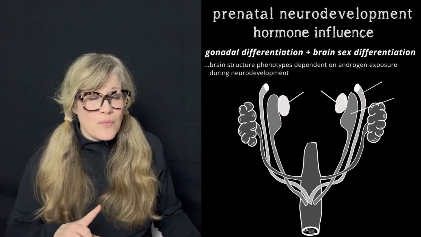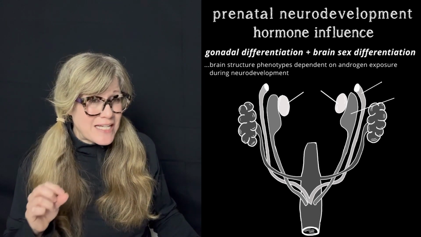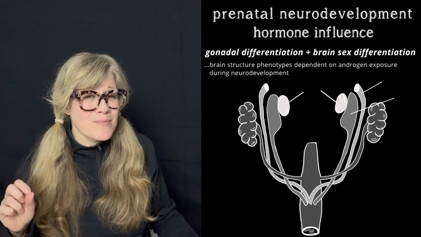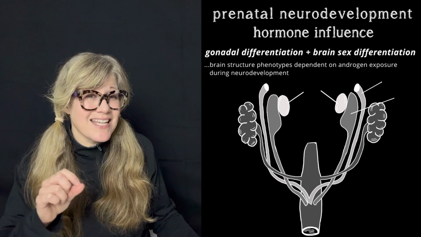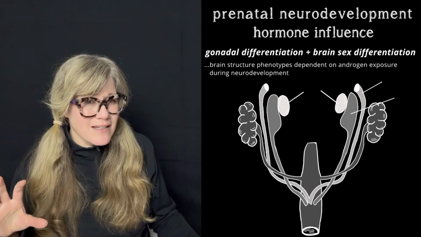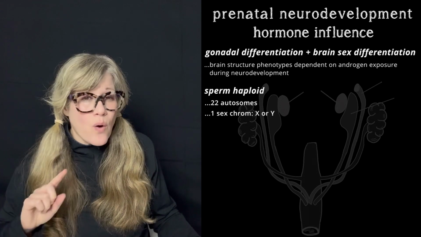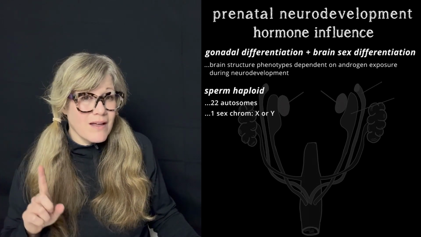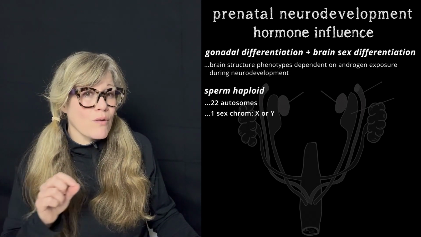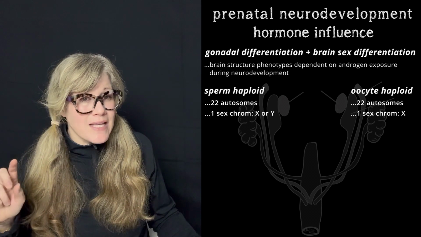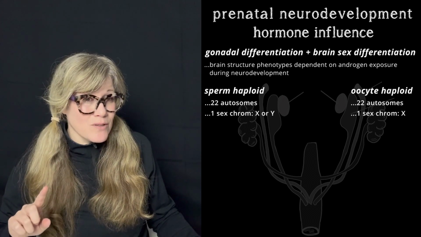So to understand what I mean by brain sex differentiation, we have to go all the way back to the beginning of this episode when the sperm cell dropped its haploid nucleus into the oocyte. Remember, that's half of a full chromosomal set. So that sperm haploid only had 22 autosomes and one sex chromosome, either an X chromosome or a Y chromosome. And the oocyte had 22 autosomes and only an X sex chromosome.